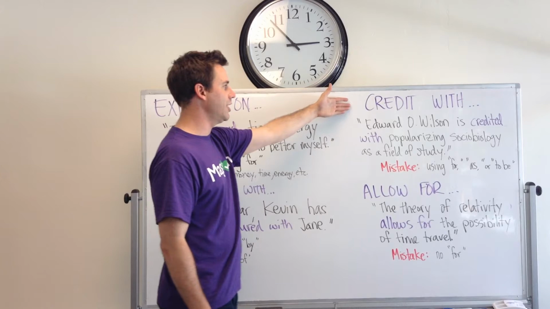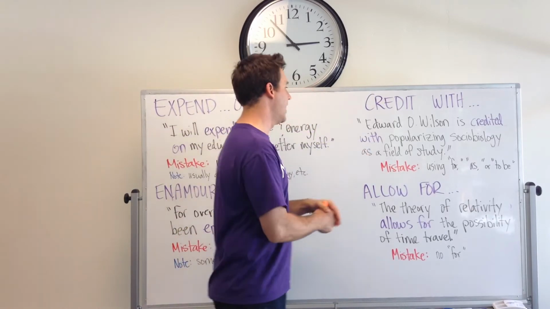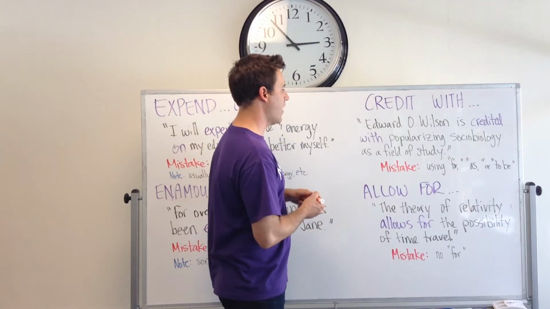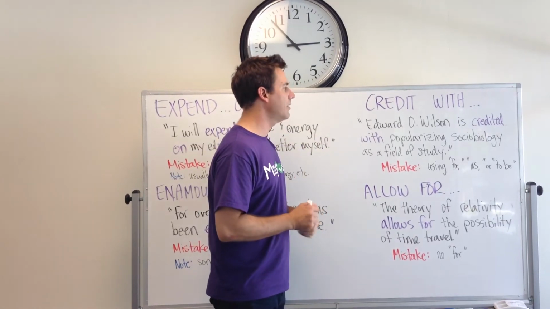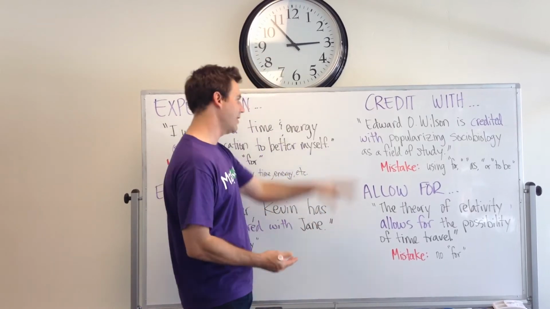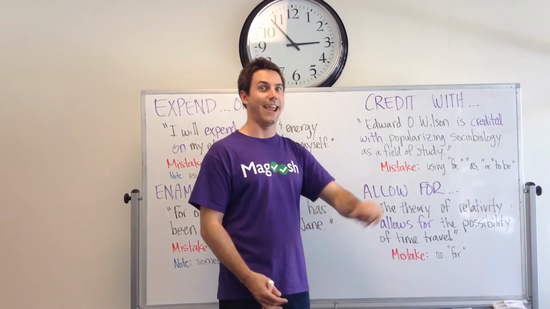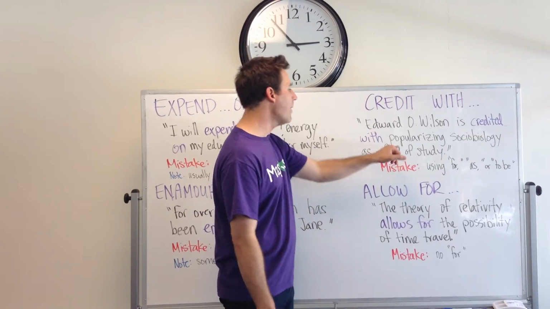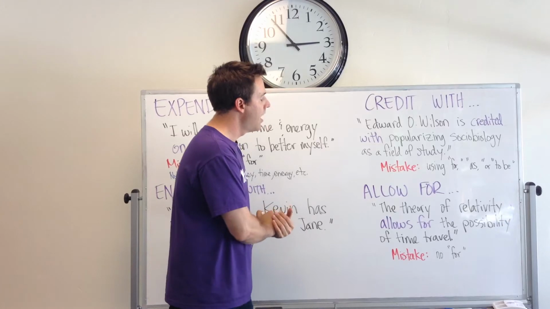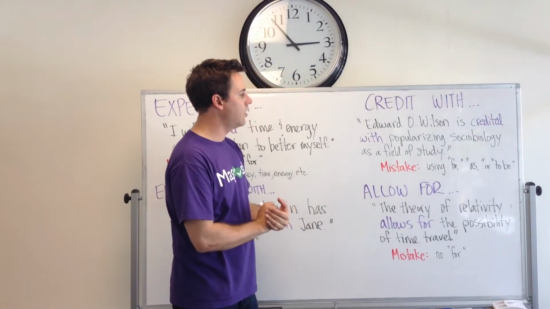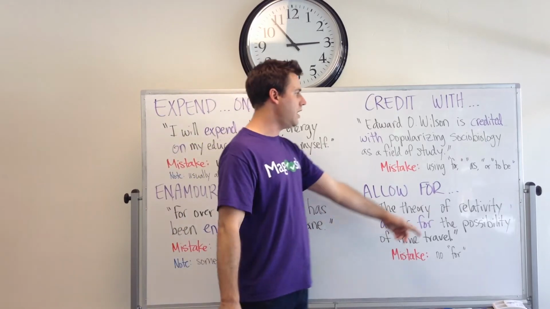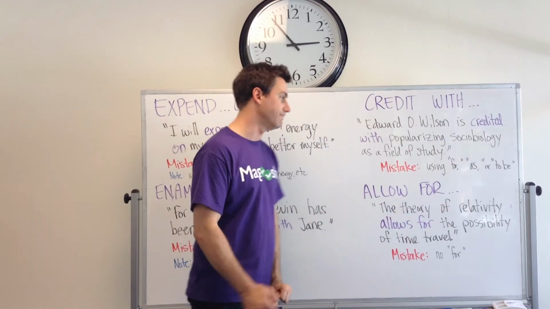Excellent. Moving forward, credit with. Here we have Edward O. Wilson is credited with popularizing sociobiology as a field of study. Edward O. Wilson studied ants, and he didn't come up with this idea of sociobiology, but he definitely made it more popular. And so we always want to use the preposition with when using credit or credited.